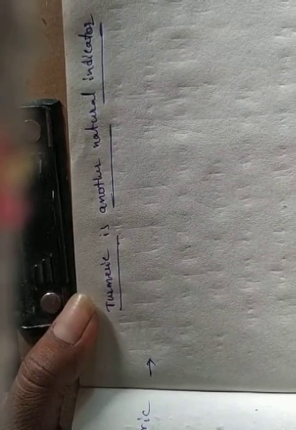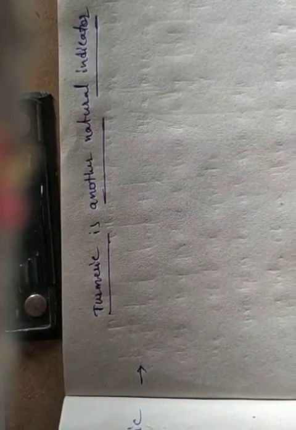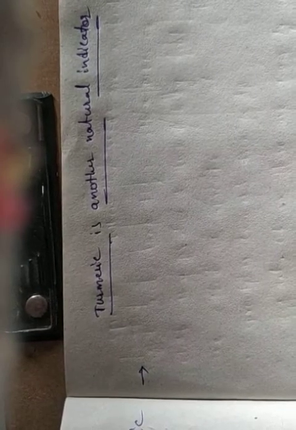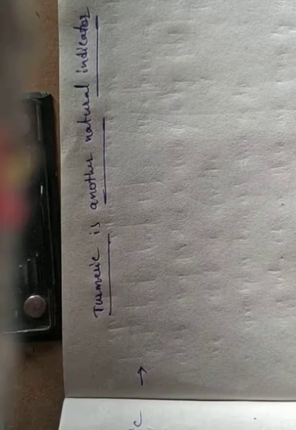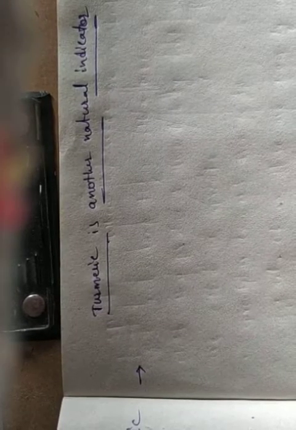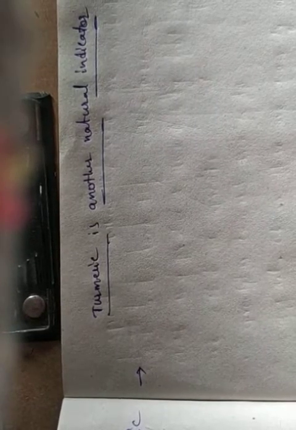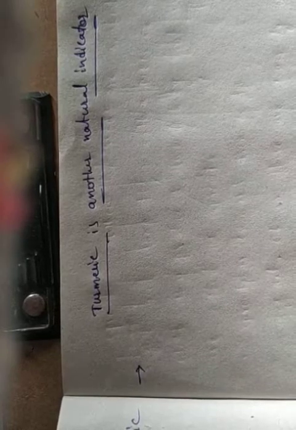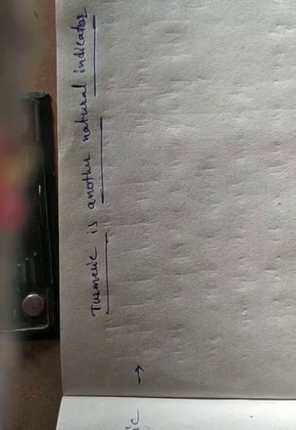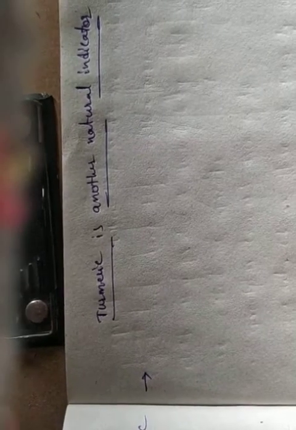Just take the turmeric powder, add some water and make it into a paste, and make turmeric paper by depositing the turmeric paste on blotting paper or filter paper. Take one filter paper, apply this paste on the filter paper or blotting paper, and dry it. Cut thin strips of the yellow paper we obtain.